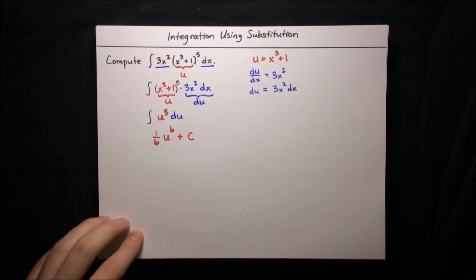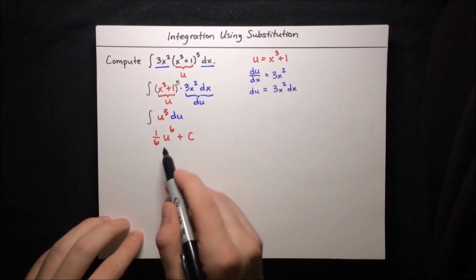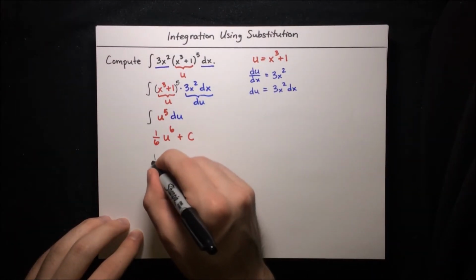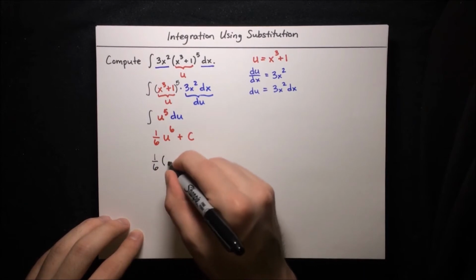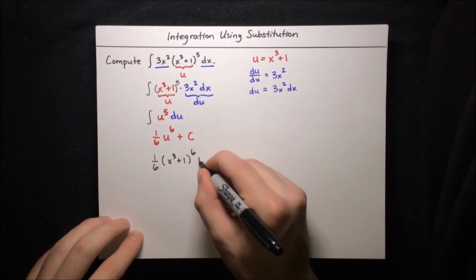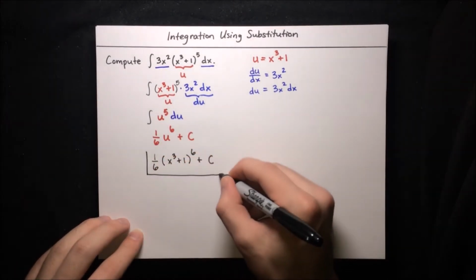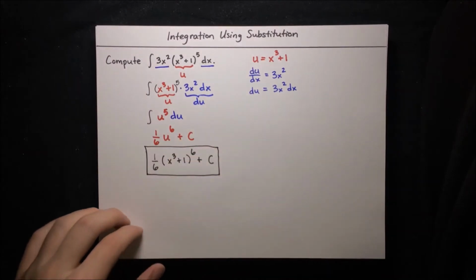Lastly, to get our result in terms of x, we'll back substitute. We'll take that expression, u equals x cubed plus 1, and sub that in for u here. So 1/6 times x cubed plus 1 to the sixth, plus our constant of integration. And then we're done. We've solved it. That's all there is to it.